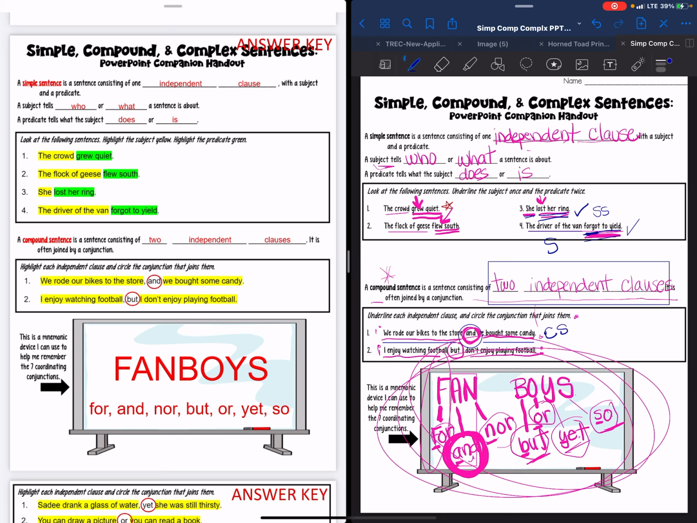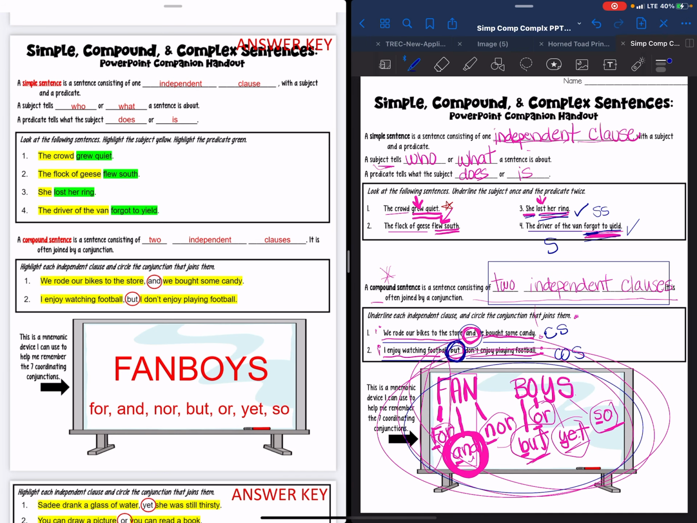So, I enjoy watching football, but don't enjoy playing football. So, underline, I enjoy watching football. That is our simple sentence, and I don't enjoy playing football. That is another simple sentence. And we're going to join these two together. I enjoy watching football, but don't enjoy playing football. Those are two simple sentences. When you put them together and they're formed by a conjunction like but, that means that it becomes a compound sentence.